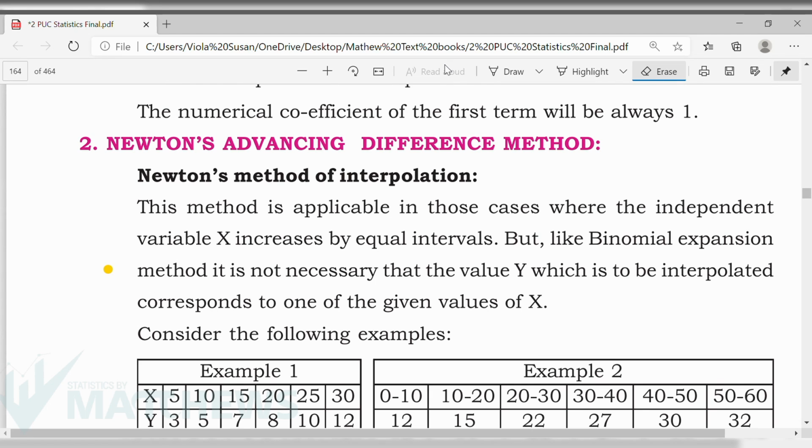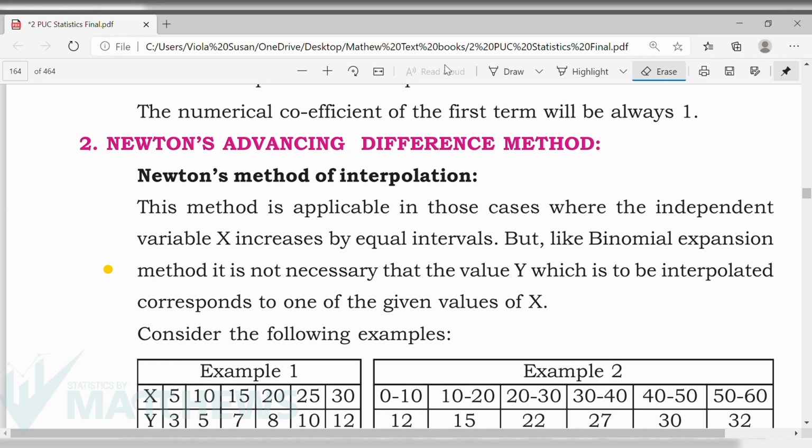In the previous classes, or in the previous videos, I was speaking to you regarding interpolation and extrapolation, and I have explained to you how to find the missing values of the dependent variable by the method called the binomial expansion method. I have given you some problems, and you also have seen the videos related to that.